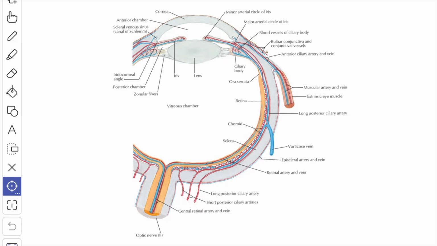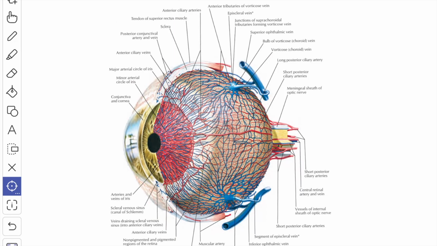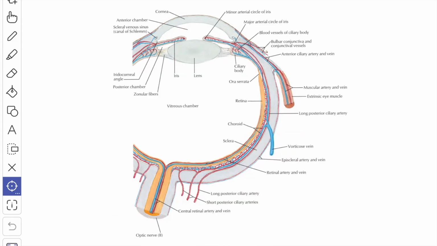So, in this picture you can see these are the long posterior ciliary arteries. They reach the iris, they anastomose with the anterior ciliary artery and form the major arterial circle. So, this is a major arterial circle. The next group is the branches to the orbital muscles. So, these are the branches which supply all the orbital muscles. So, these are the muscular branches. From the muscular branches, you get the anterior ciliary artery.